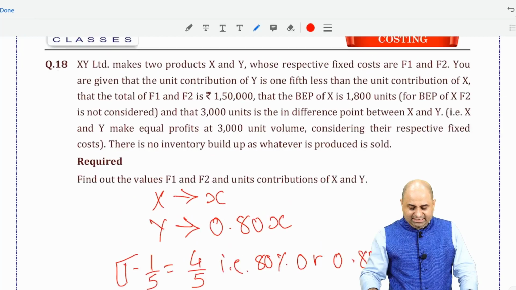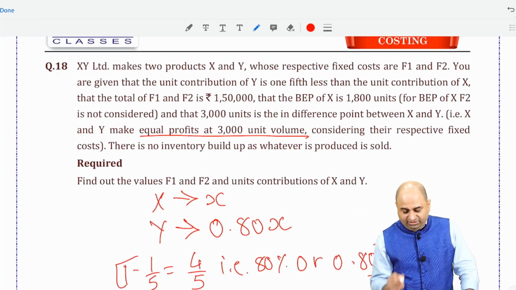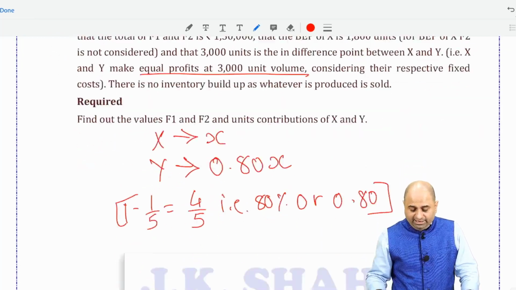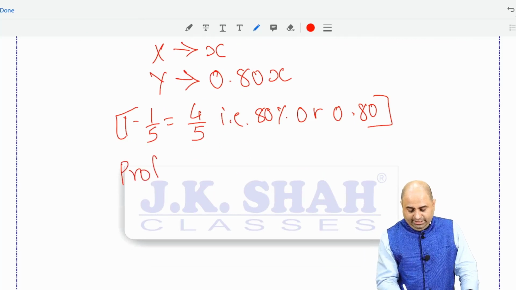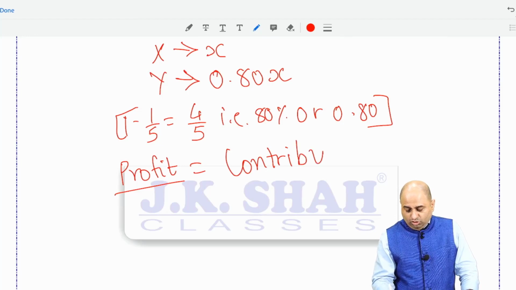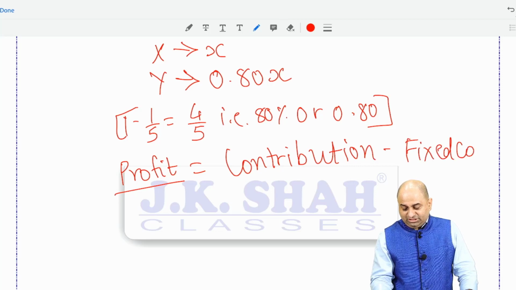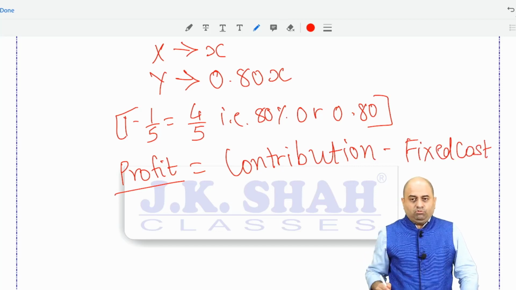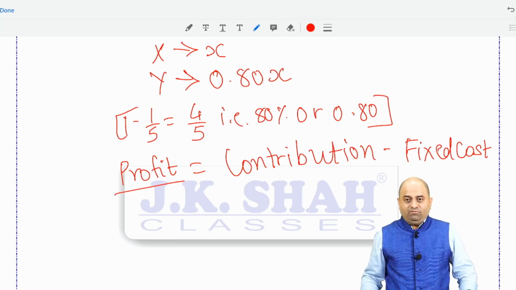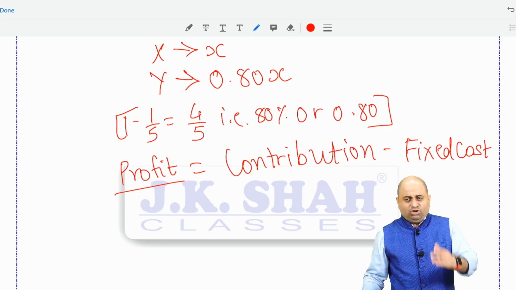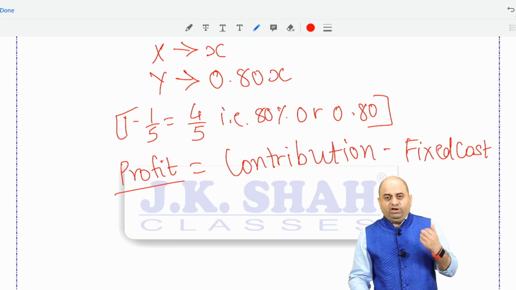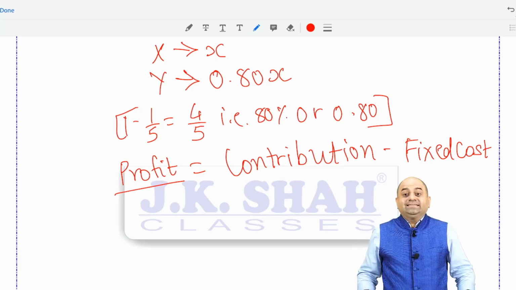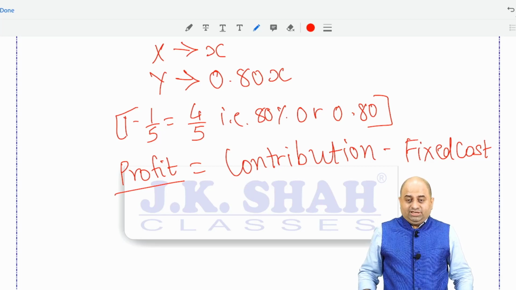After that, the flow of the solution will be very important. The question clearly says that profit will be equal at 3000 units volume. Don't forget, your profit is contribution minus fixed cost. Do that for x and y both, and you will get the answers automatically. That's it, guys. That was the only point with this particular question I wanted to tell you. Nothing great as such. Practically all of you would have done this question on your own. That's it for my discussion on marginal costing.